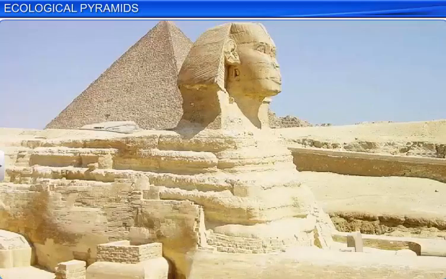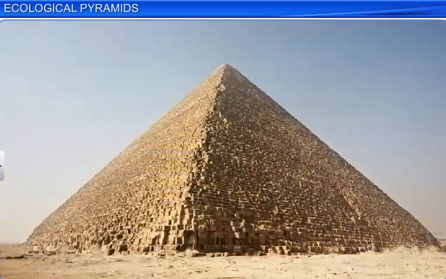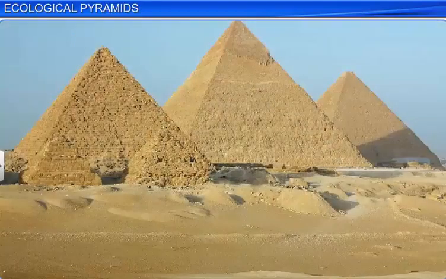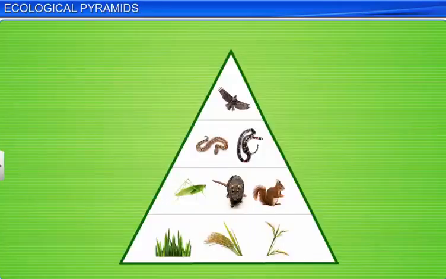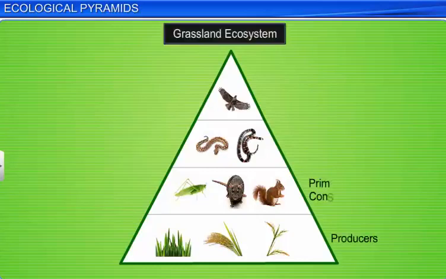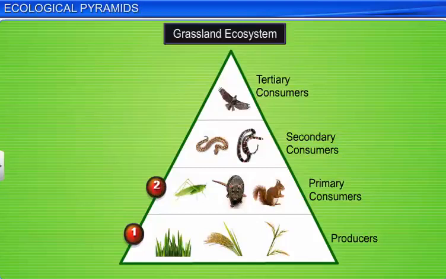All of us know about the pyramids of Egypt, one of the 7 wonders of the ancient world. This pyramid structure is also obtained when we illustrate the number or biomass or energy of different organisms at different trophic levels in an ecosystem, also known as the ecological pyramid.